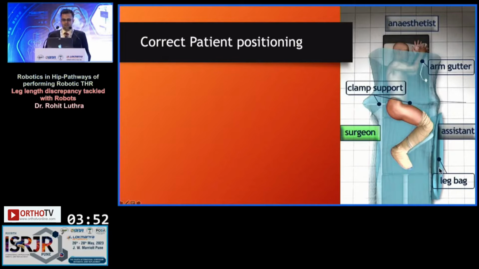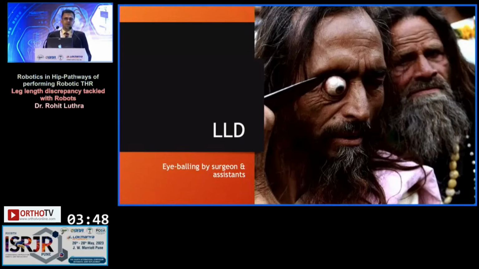And if you're doing an anterolateral, use a leg bag. And that's how your position should be. But there's a lot of eyeballing happening when you're doing a posterior approach in which the patient is lying in the lateral position. So the surgeon is trying to see whether the limb length is equal.